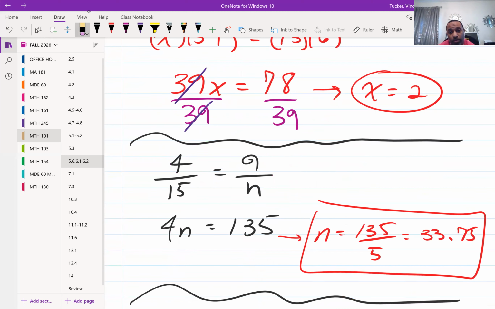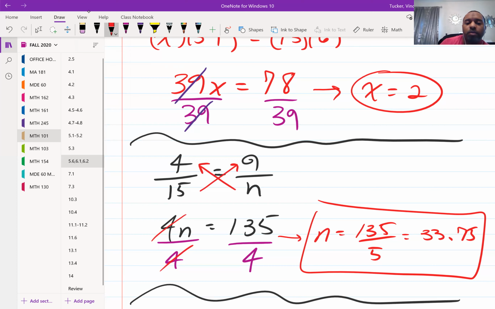4 over 15 equal to 9 over n, if I want to solve for n, I'm going to cross multiply. So I cross multiply, take the n up and the 15 up. So 4 times n is 4n, 15 times 9 is 135. Then I'll divide by 4. 4's cancel, leave me with just n on the left. Then 135 divided by 4 is 33.7.